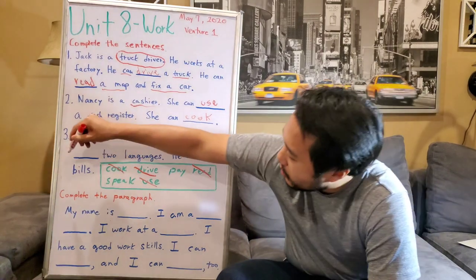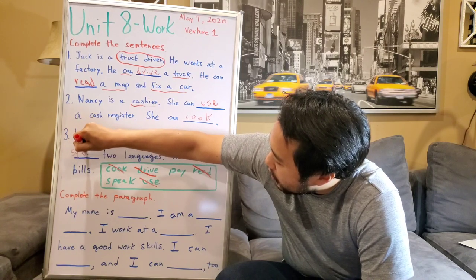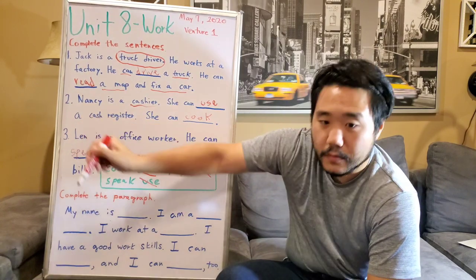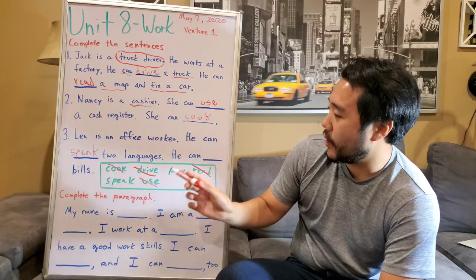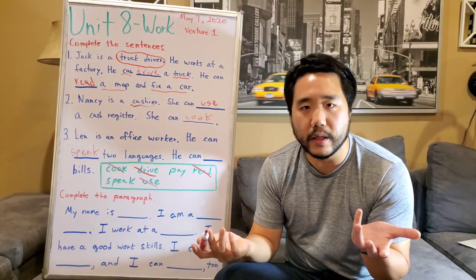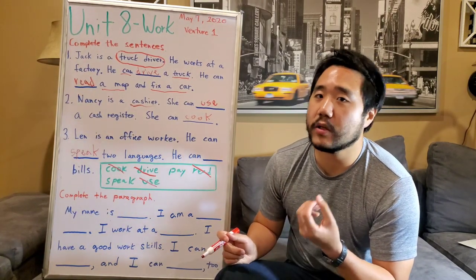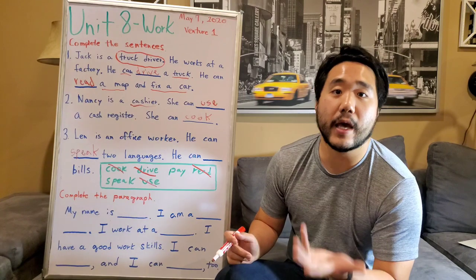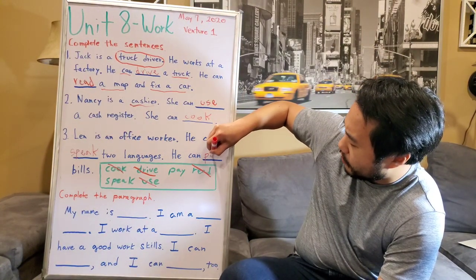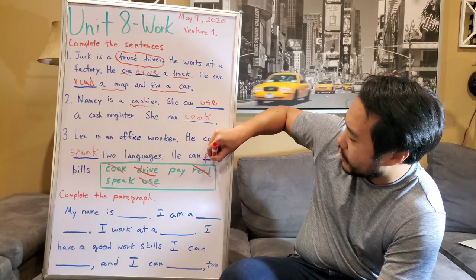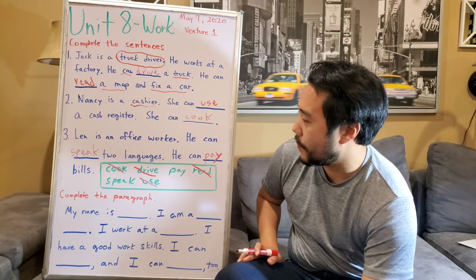You want to say speak? Speak. Two languages. And finally, he can blank bills. Bills. They're money. So what do we do with money? Sometimes we receive them, sometimes we deposit them, sometimes we pay them. So as an office worker, his skill involves paying bills, right?